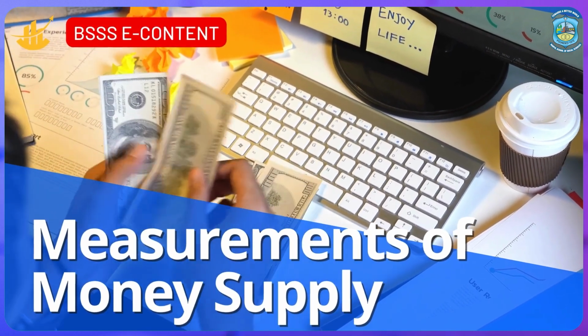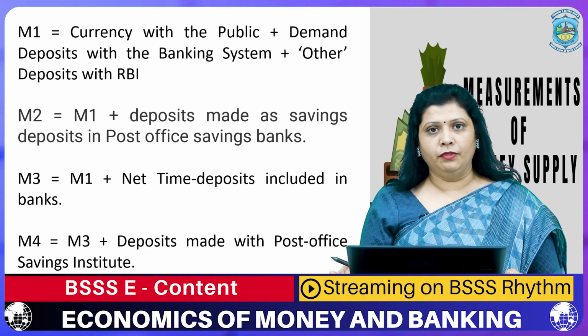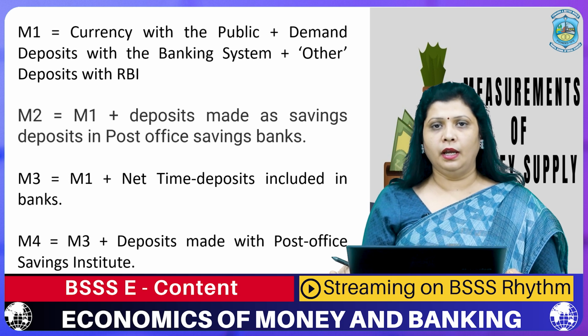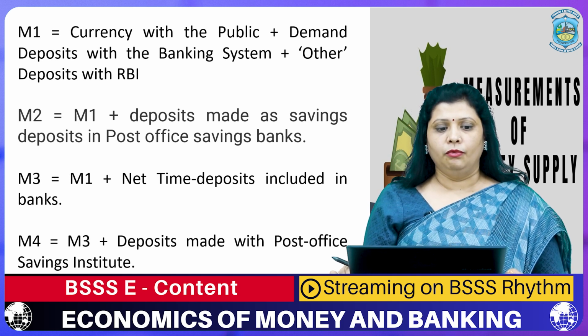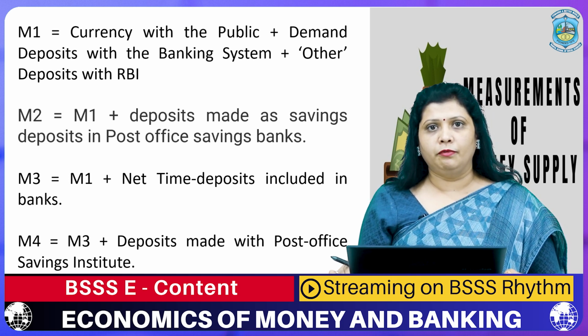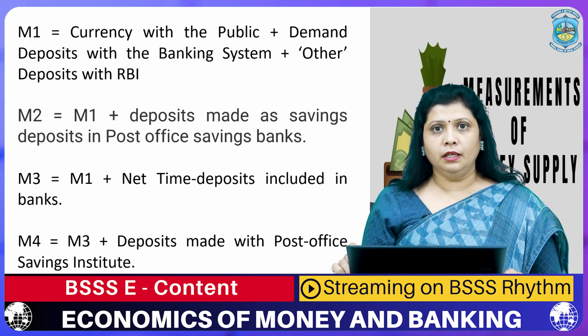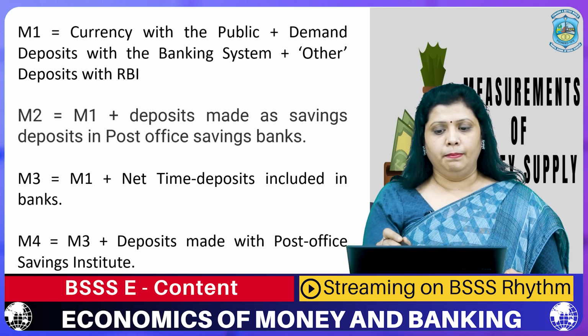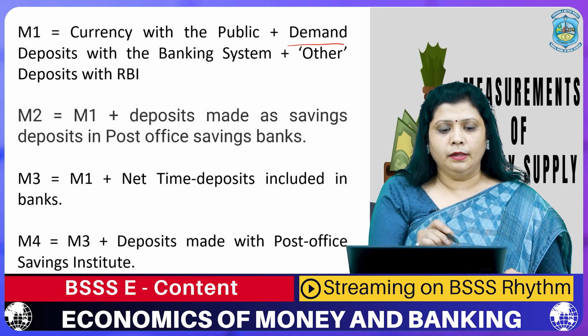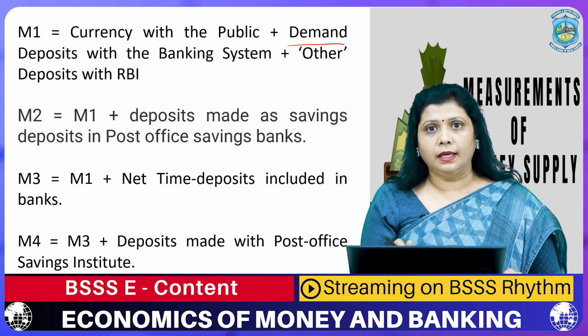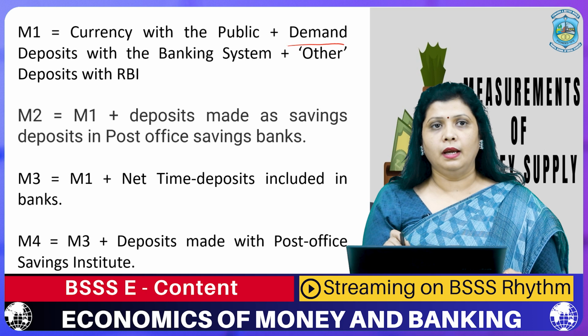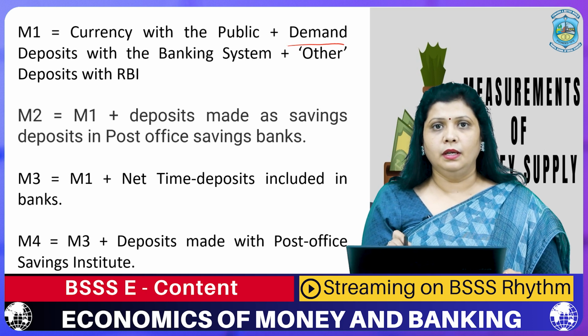Our next topic is measurement of money supply. There are 4 types of measurement: M1, M2, M3, M4. What is the meaning of M1? In M1, we include currency with the public, add demand deposits with the banking system and other deposits with the RBI.